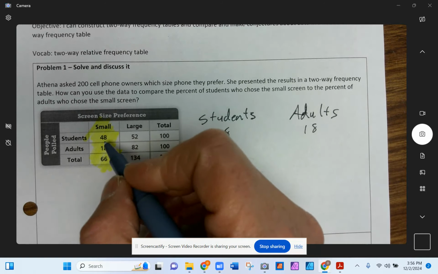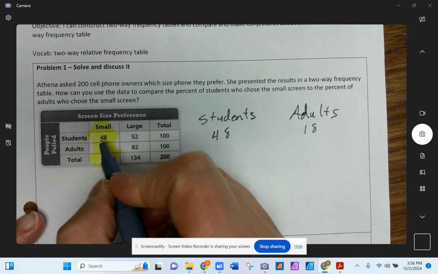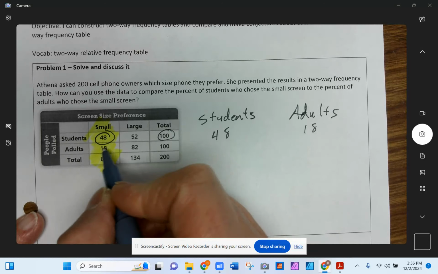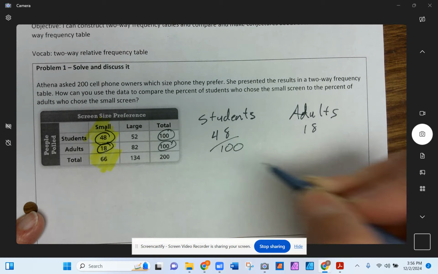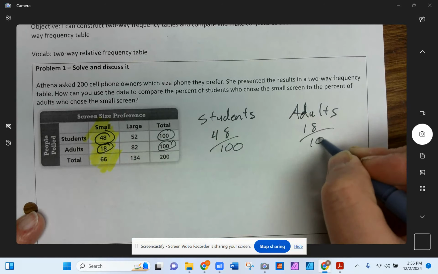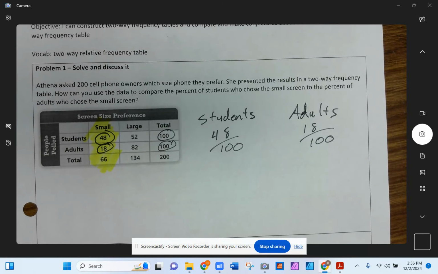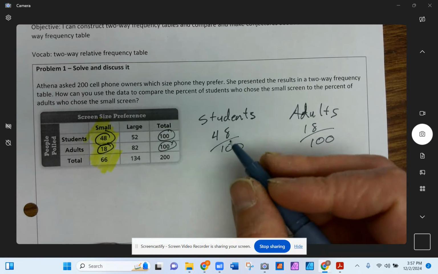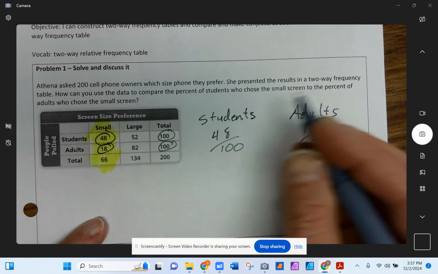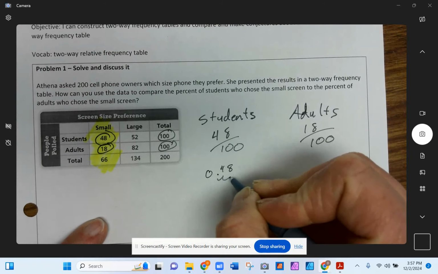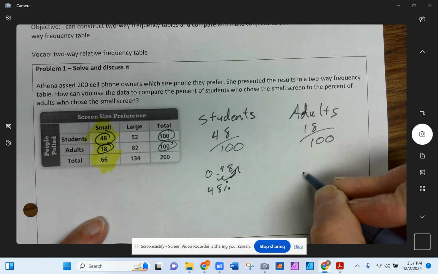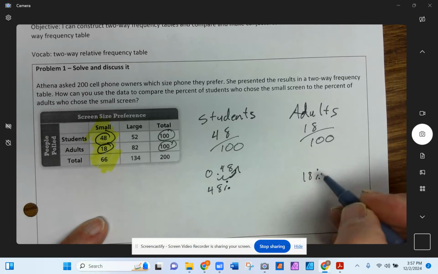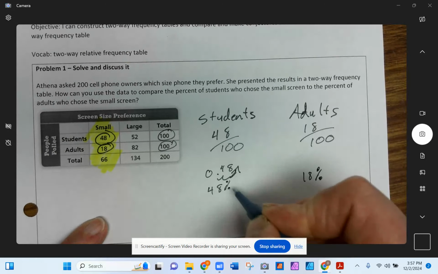Now, actually, we don't look at this 66 right here, because we're looking at students, this versus this, and this versus this, right? So we got 48 out of 100 for students, and then 18 out of 100 for adults. So it's very easy to do a percentage for this. You just divide it out, you get 0.48, and then you move your decimal over, and you get 48%. Same thing right here, it's just 18%. This isn't a super easy one because it's out of 100. Just for the calculations, kind of the first one.